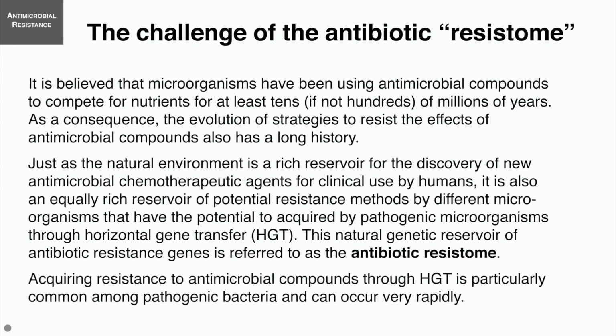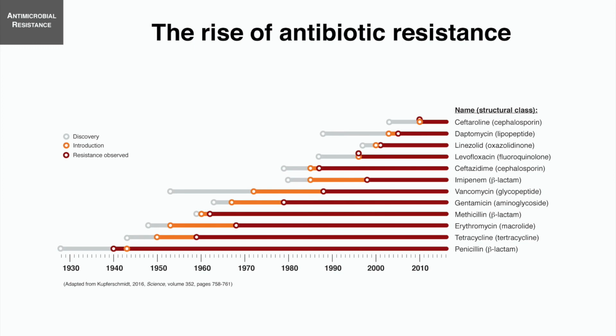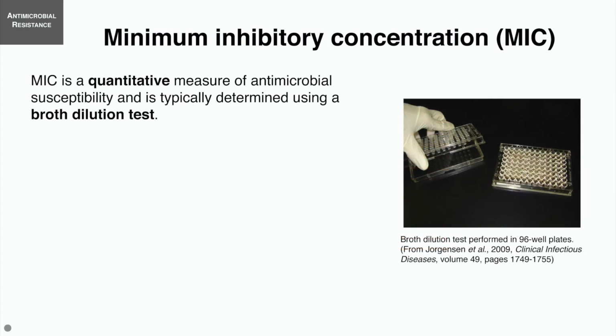The antibiotic resistome is of particular concern since bacteria are able to effectively and rapidly exchange genetic material across species barriers using horizontal gene transfer. This is reflected by the quick appearance of antibiotic resistance for any new antibiotic shortly after it enters clinical use. We will end by looking at methods for assessing antimicrobial resistance in microorganisms.